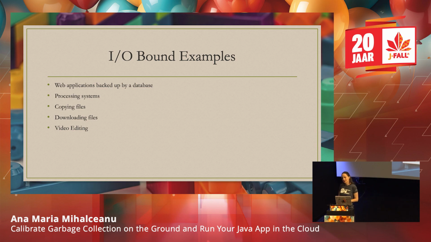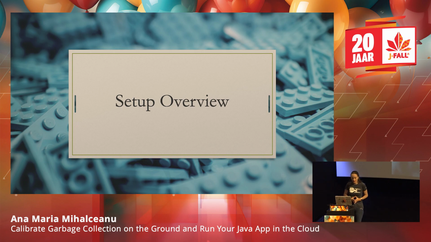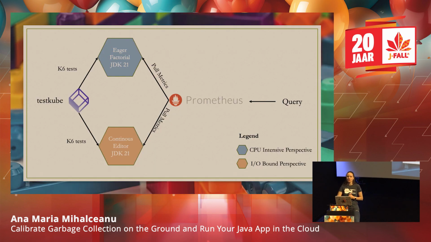So, keeping that in mind, for these 2 kinds of applications, let's look at the setup overview and see which garbage collectors are better for them. In my setup, I thought, I want to work locally, but I also want to work in the cloud. To achieve that, I created 2 simple Java applications. One of them is called Eager Factorial, which performs mathematical operations, like big factorials and lots of computation. So it's CPU intensive. It pushes my CPU to do a lot of calculations whenever I give it big numbers. The second one is called Continuous Editor. What that does is continuously edit a file that grows in size. It's more intensive from the I/O-bound perspective.